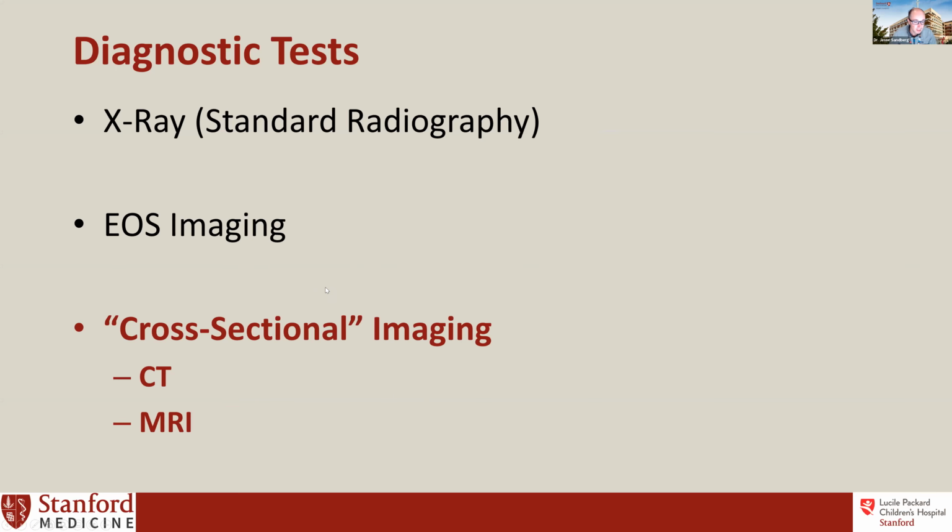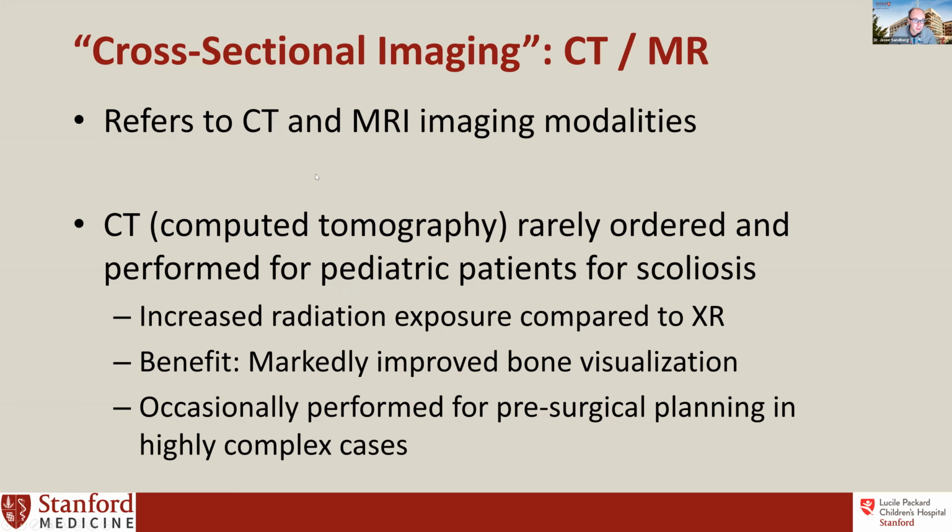Last, quickly, is the cross-sectional imaging. And this is CT and MRI. CT, or computed tomography, is rarely ordered and performed for standard scoliosis assessment. It has, as I mentioned on that radiation chart, a lot more radiation. You can see a lot more bony visualization. But, again, it's at the expense of radiation. It's occasionally performed for pre-surgical planning in really high complex cases, though.